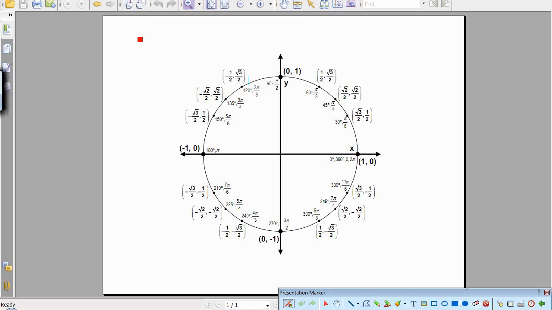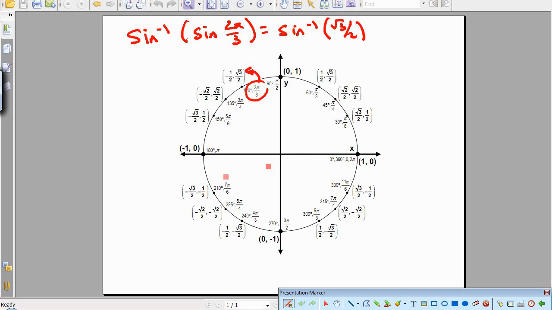So let's look at a second problem. Sine inverse of sine of 2 pi over 3. What you realize is that at 2 pi over 3 I get a radical 3 over 2. So sine inverse of radical 3 over 2. And you would like to think that because you have radical 3 over 2, you're going to get 2 pi over 3. If this was a cosine inverse function, it wouldn't be a big deal.